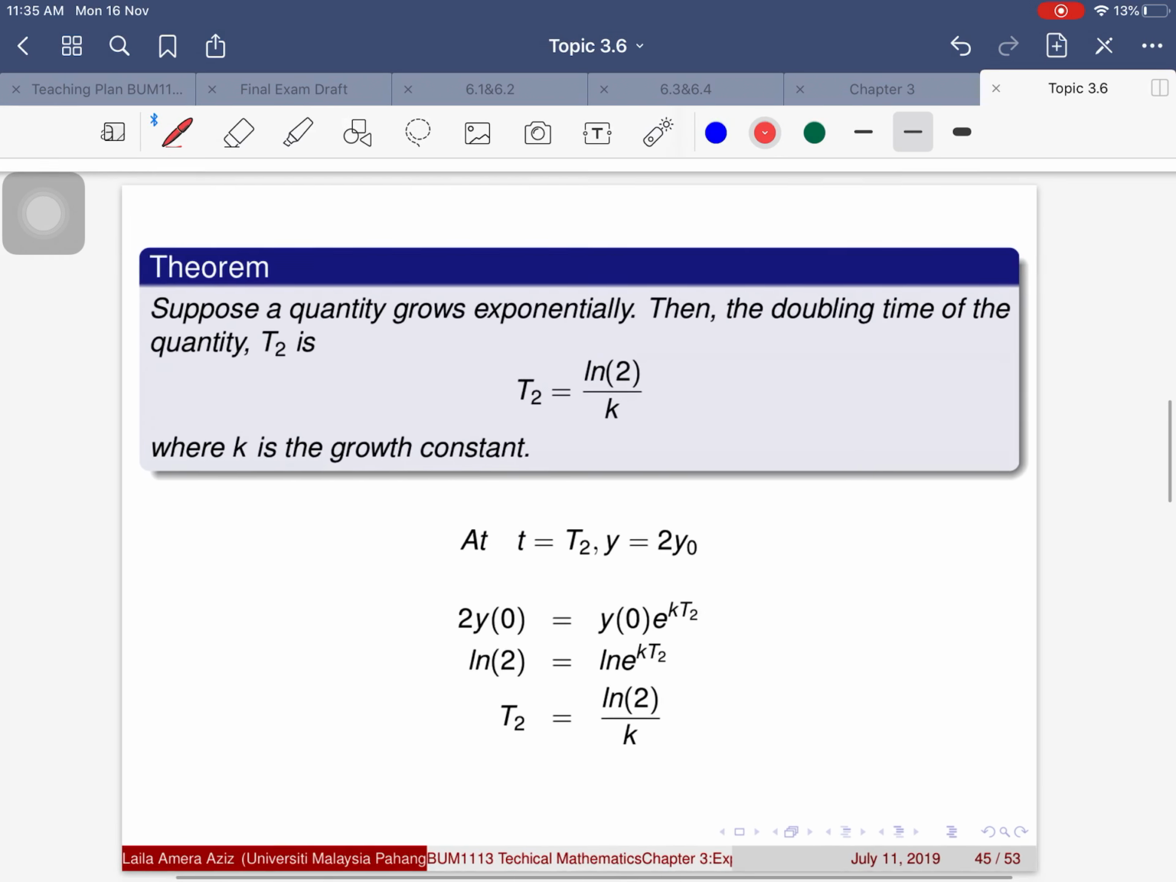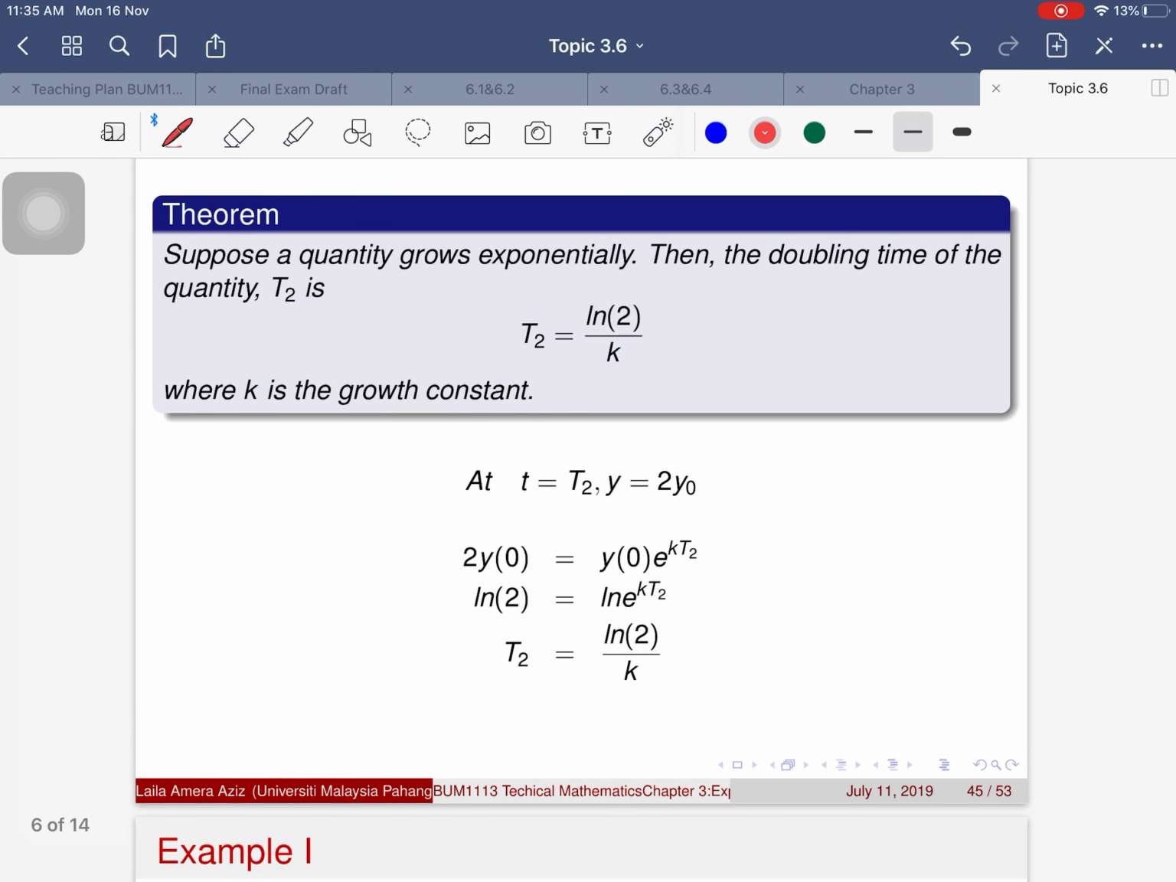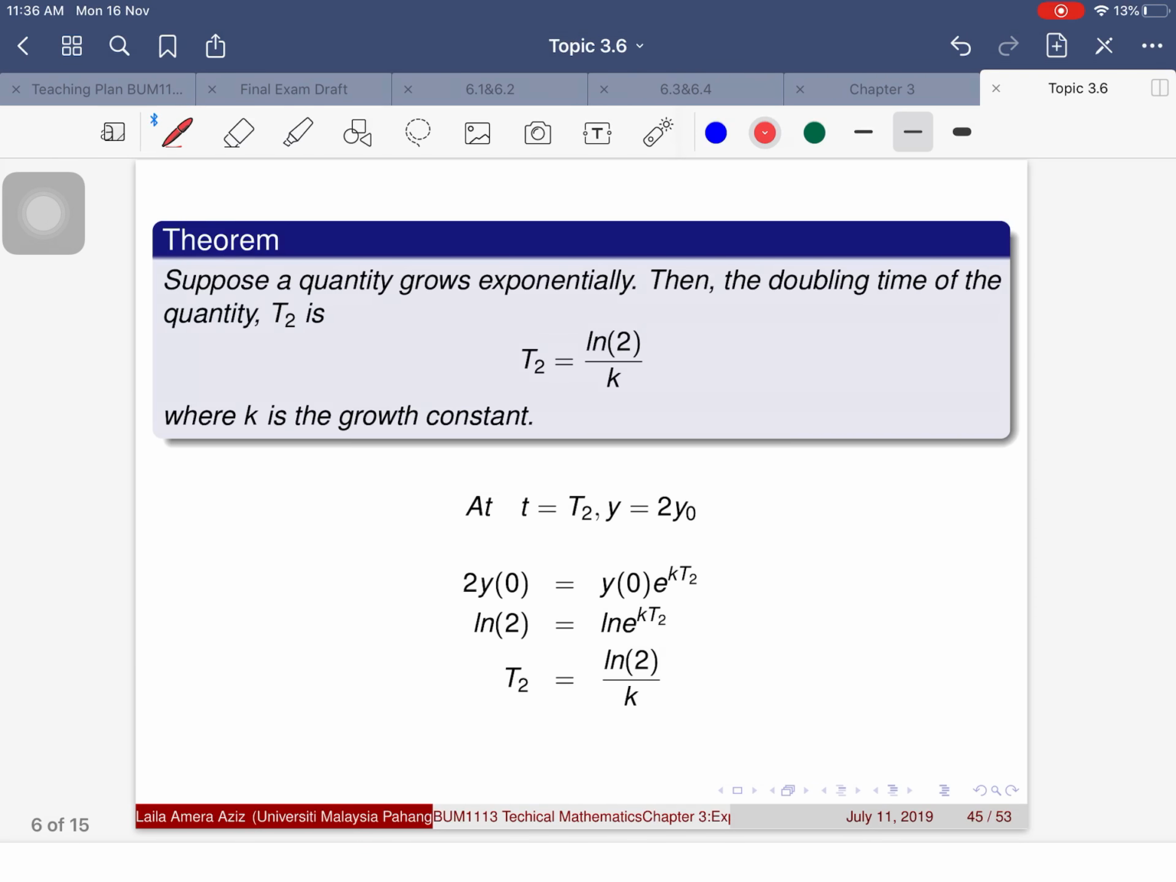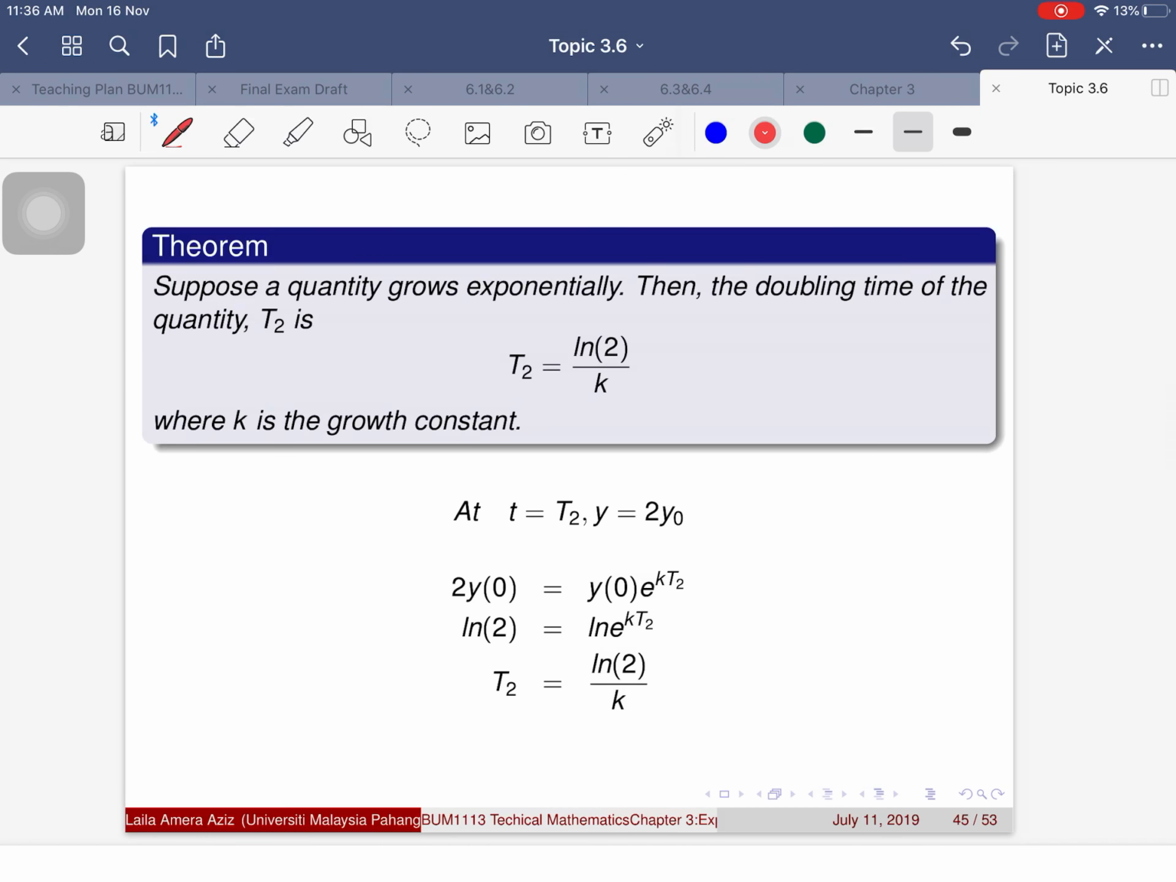So this is not yet the example. This is called the half-life theorem. It says over here, suppose a quantity grows exponentially. The quantity over here is referring to the y. So let's say we have an amount that grows exponentially. Then the doubling time of the quantity, so y becomes double, which is going to be 2 multiplied by y.